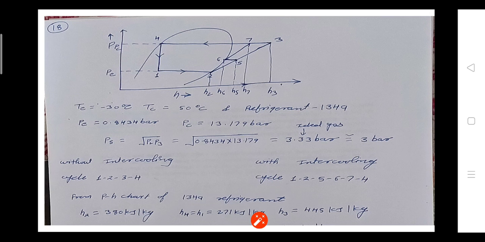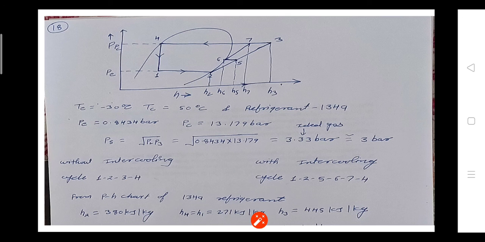Here I am taking one numerical example. The evaporator temperature TE is minus 30 degrees Celsius, the condenser temperature TC is 50 degrees Celsius, and the refrigerant used in this refrigeration system is 134A. At the evaporating temperature the evaporator pressure is 0.8434 bar. You can see from the steam table of this refrigerant that the condenser pressure at the condenser temperature is 13.179 bar.